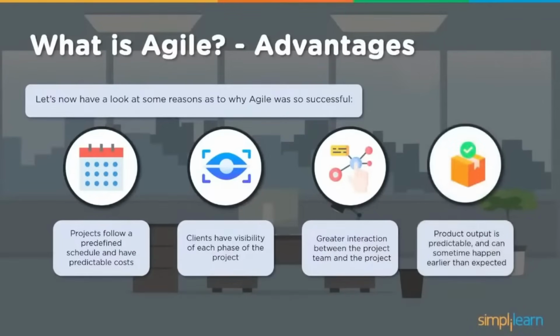Product output is predictable and can sometimes happen earlier than expected. So initially, as we know, the visibility of anything we do will be very less. Now as we discuss more and more, as we brainstorm more and more, the visibility into it will become more. Then in future, the ability to predict will also become easier. And this doesn't happen only with the project team, it also happens with customers and every stakeholder who is involved in the project.